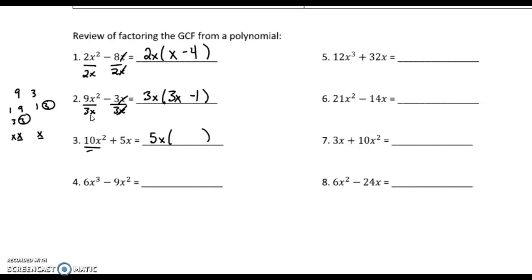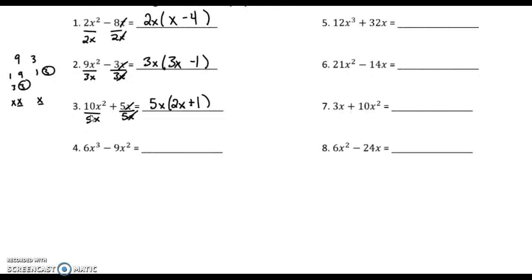5 divides nicely into both 10 and 5. Okay, and so 10 divided by 5 is 2. x squared over x is x. 5 divided by 5 is a positive 1. And the x's simplify down to 1, and you can kind of think of it as canceling out. Okay, so on 4, let's think about 6 and 9.